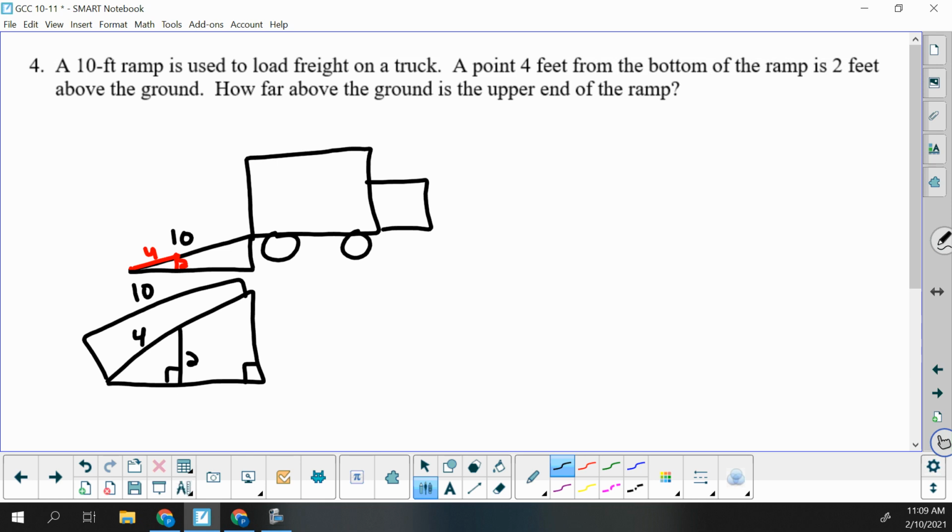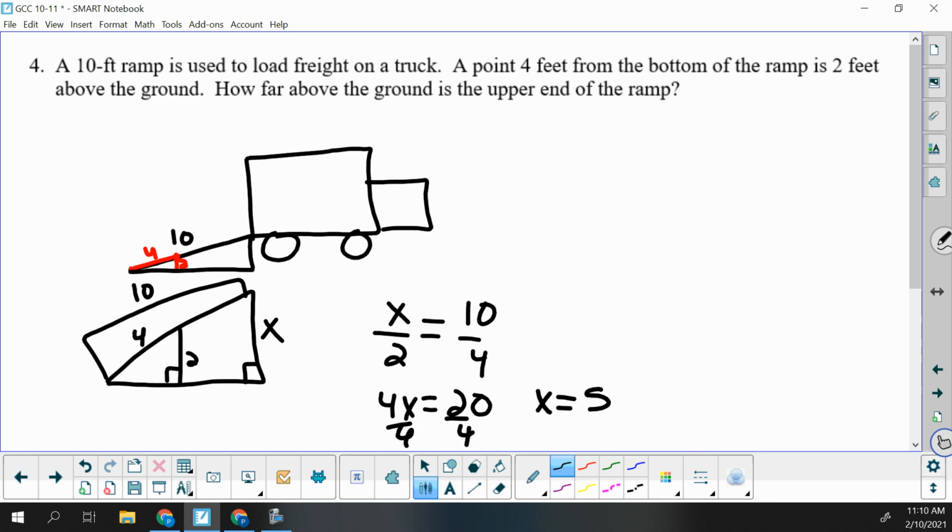We want to know how far above the ground is the end of the ramp, so let's call that x. So we could do x over 2, and then go back to the big triangle would be 10 over 4. If we cross multiply, we get 4x equals 20. Divide both sides by 4 using opposite operations, and we get x equals 5. That's what we wanted to find. It's a word problem though, so think about units. We would have feet. So 5 feet is our answer.